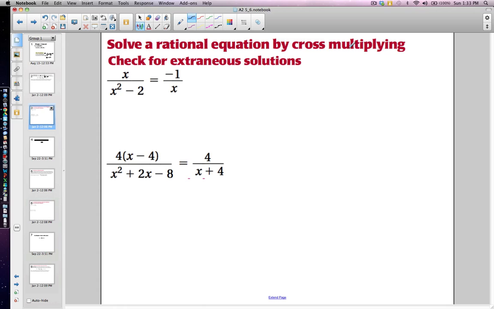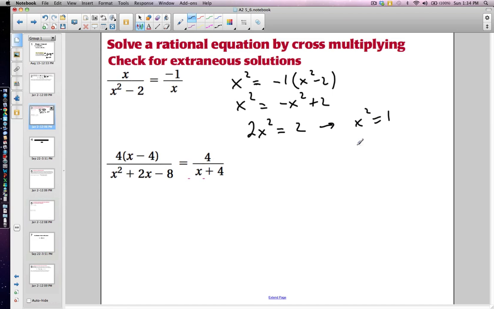Solve a rational equation by cross-multiplying. Check for extraneous solutions. Cross-multiplying is typically what we do when we have a fraction equals a fraction. So I'll have x times x, which is x squared, and I'll have negative 1 times x squared minus 2. When I simplify this out, I'll have x squared equal to the opposite of x squared plus 2. When I add x squared to either side, I get 2x squared equal to 2. That means x squared is equal to 1, so x is equal to plus or minus 1.